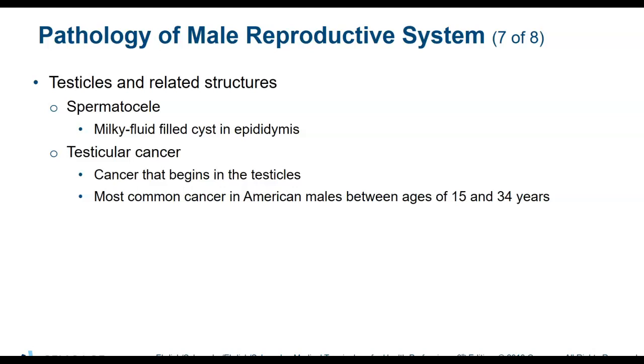Spermatocele, again, is a milky fluid-filled cyst in the epididymis. And we can also have issues with testicular cancer. It's most common in American males between the ages of 15 and 34. This is why, just like women do self-breast exams every month, men should be doing testicular self-exams every single month. Because by the time you can feel a difference or a knot in the testicles, you're pretty progressed. So it's really important that you're checking that to make sure that everything's okay.